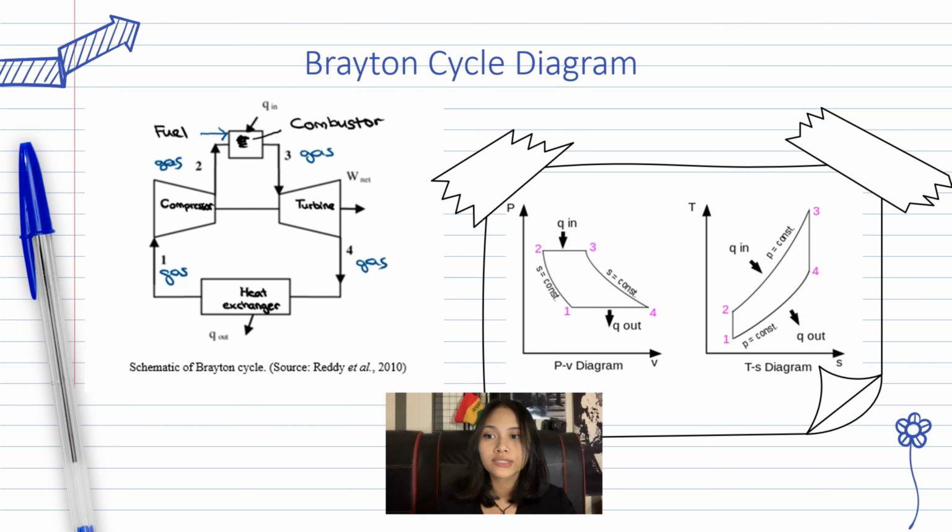The processes that take place in the Brayton cycle are: process 1 to 2, which is isentropic compression in the compressor; process 2 to 3, where there is constant pressure heat addition into the heat exchanger; process 3 to 4, isentropic expansion in the turbine; and process 4 to 1, which is constant pressure heat rejection in the heat exchanger.